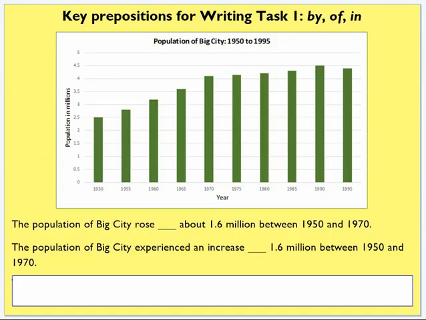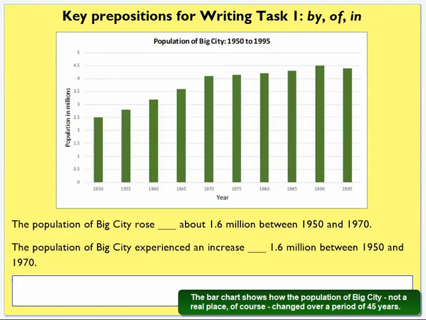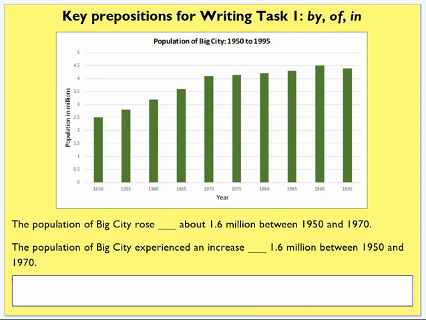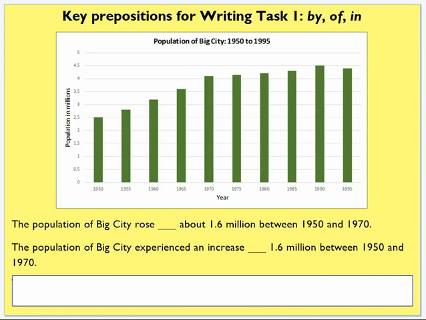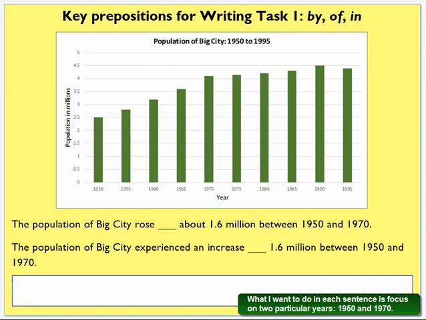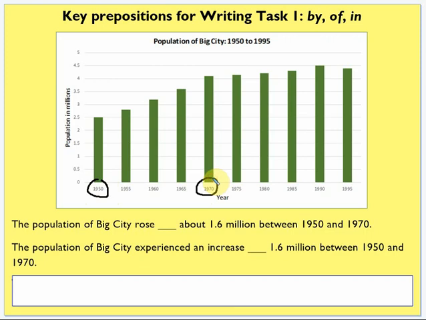The bar chart shows how the population of Big City, not a real place of course, changed over a period of 45 years between 1950 and 1995. Below, I've got two sentences which describe the chart. What I want to do in each sentence is focus on two particular years, 1950 and 1970.